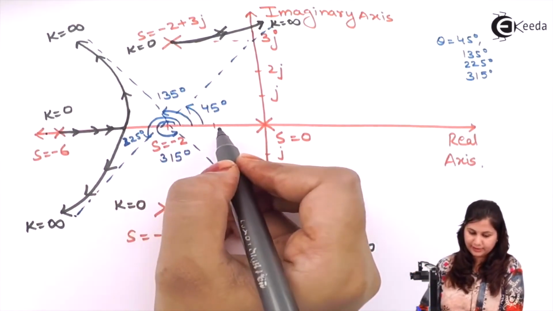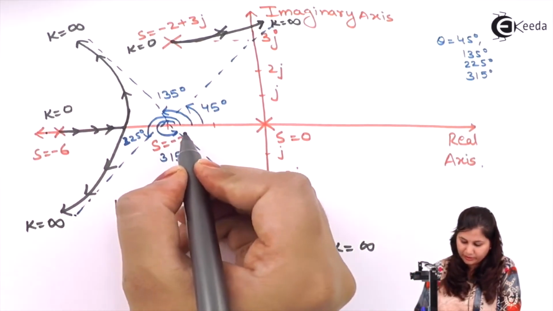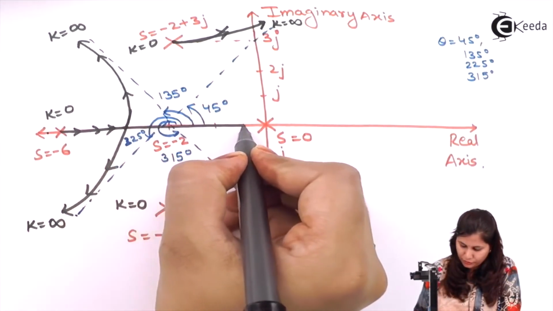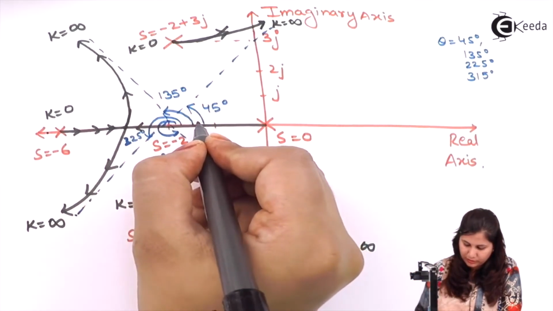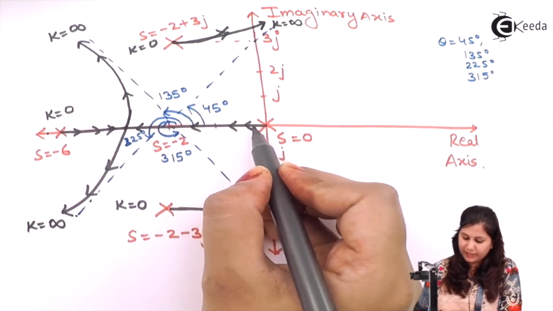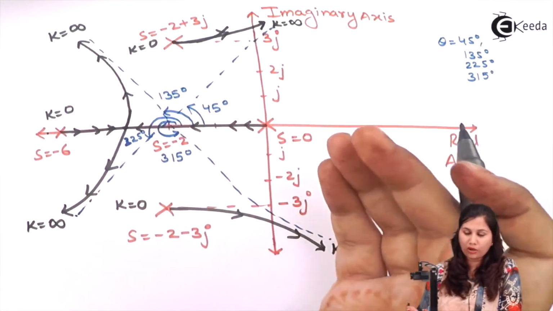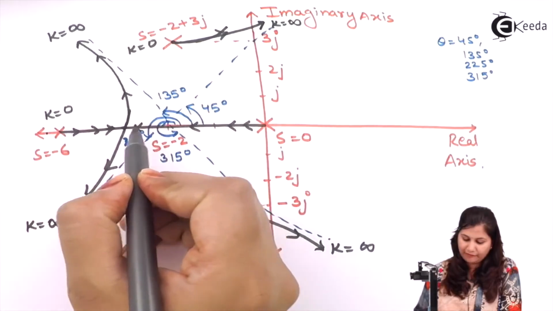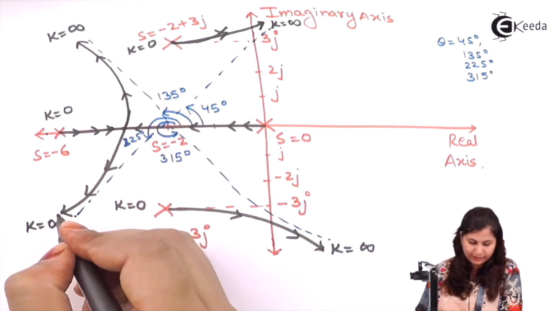So all these angles they are making, and we are having this as the breakaway point, that is s equals to -2, and we are having one branch of root locus which is starting from this pole s equals to 0. Because for this pole, if we take a point here, then number of poles and zeros on the right hand side is 1, that is odd. So the direction of root locus will be here. So for this pole, we are having two branches of the root locus, so they will break at this point.